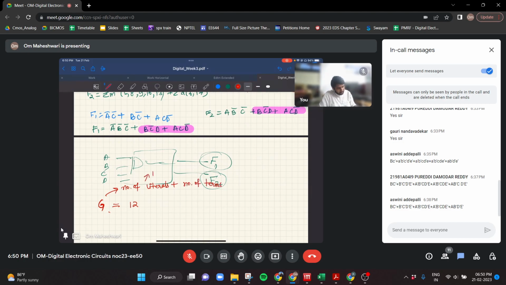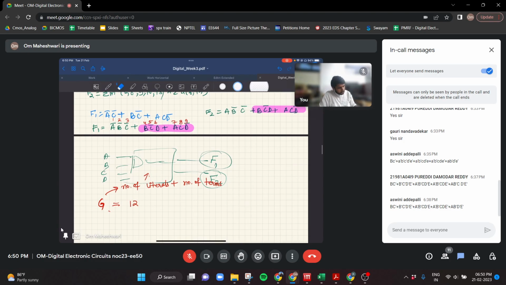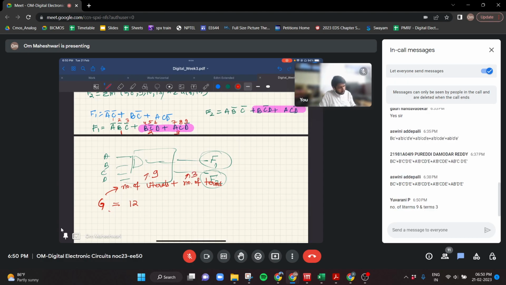Number of literals are 12, right? 1, 2, 3, 1, 2, 3, 4, 5, 6, 7, 8, 9. I have 9 literals and 3 terms. 1, 2, 3, 3 terms. Total 12. But 12 is for F1 only, right? Yeah, you are right. Similarly, we'll count for F2.